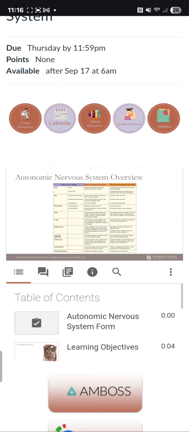And this would definitely be a table that I would be familiar with. Not that you necessarily have to memorize the entire thing, but just understanding what would be fight or flight with sympathetic and what would be rest, digest, and repeat with parasympathetic.